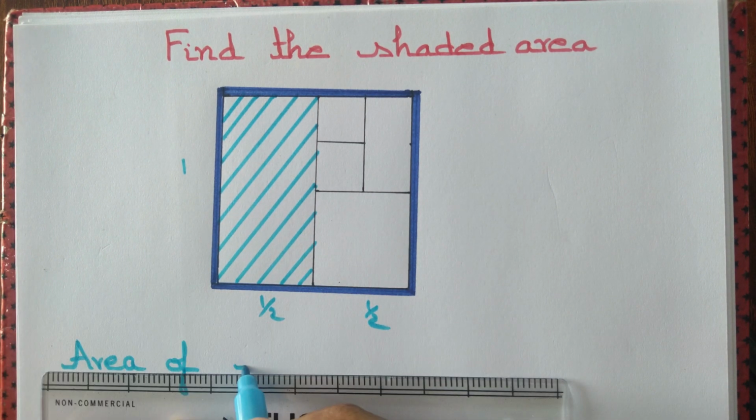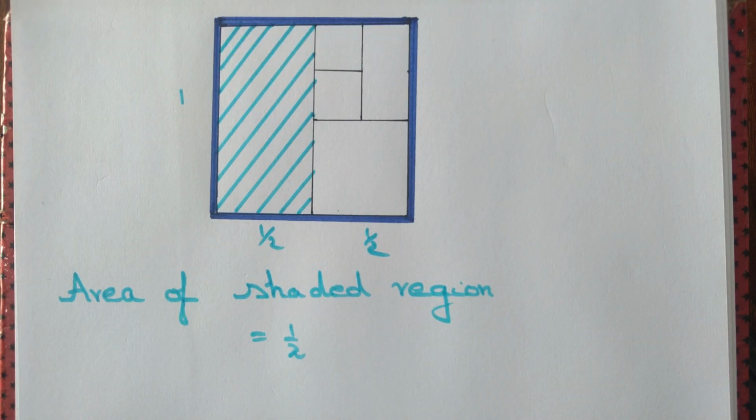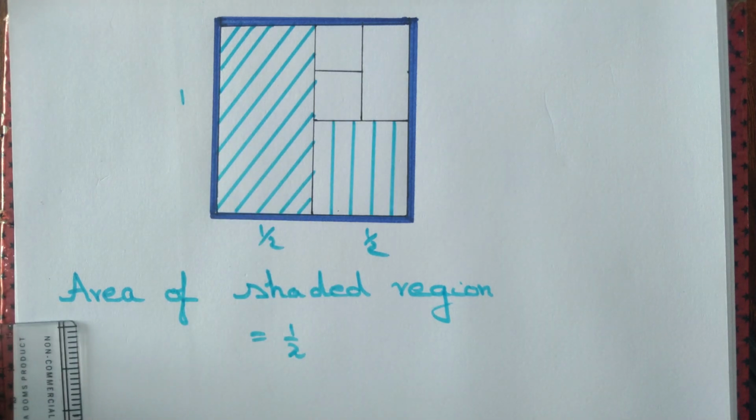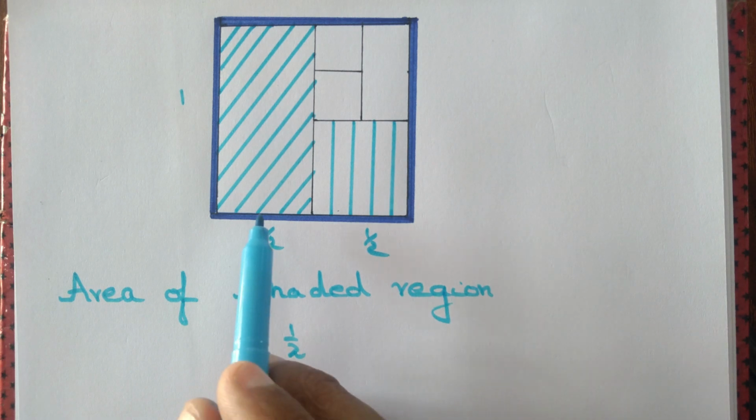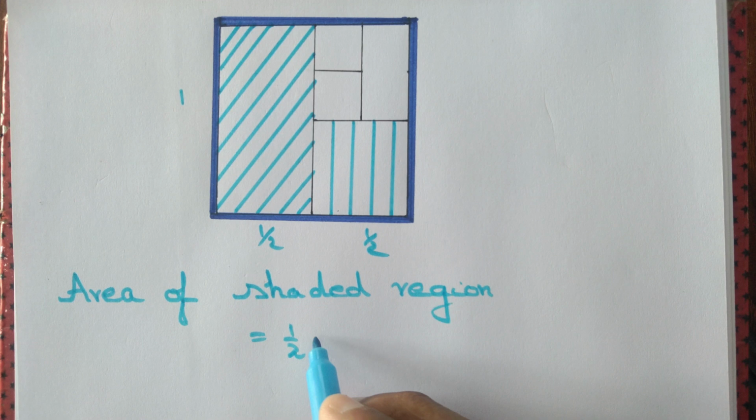Area of shaded region is equal to half a square unit. But that's not done. We shade another half of half. So how much is the area of the shaded region? First we got half square unit, and then half times half, that is 1/4. Are we done? The answer is no.